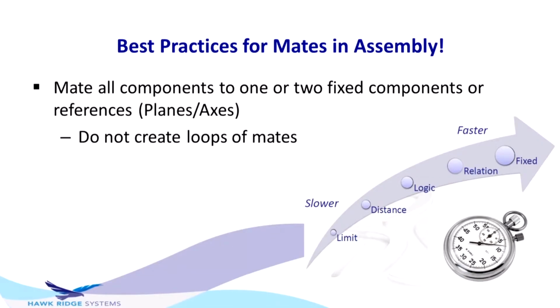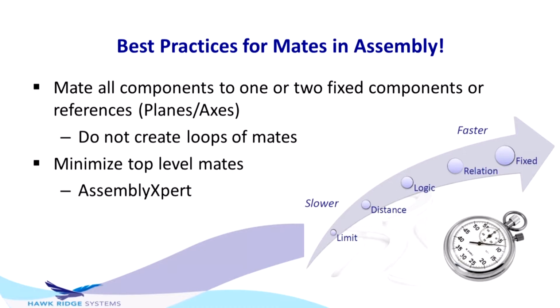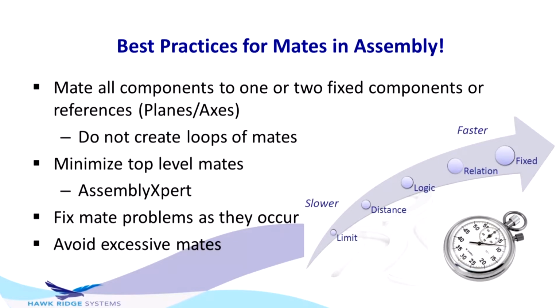Oh, also, these are best practices for mates. Okay. We've covered the first one already. Pretty much mate all components to one or two fixed components. Have some kind of reference, right, as opposed to a loop of them. Minimize top-level mates. We'll cover Assembly Expert. It'll show you exactly how to identify how many are in there. And also fix mate problems as they occur. Okay. And then avoid excessive mates.